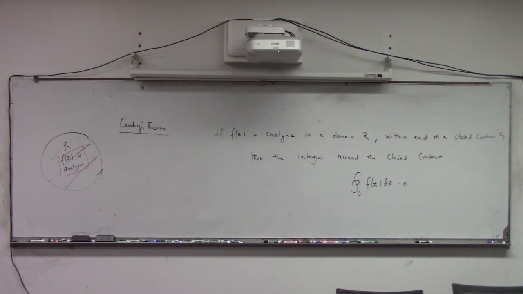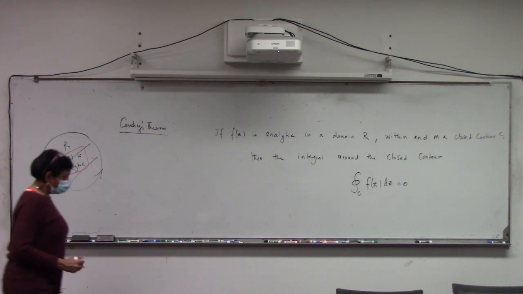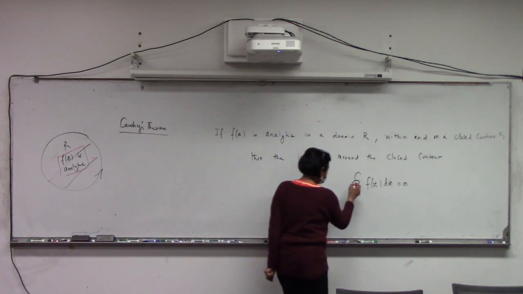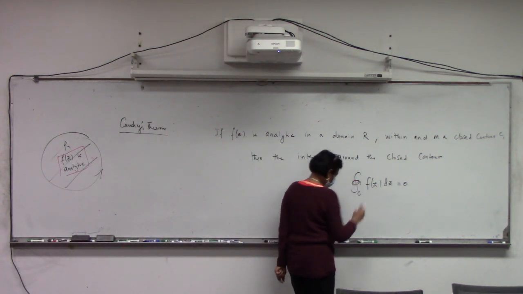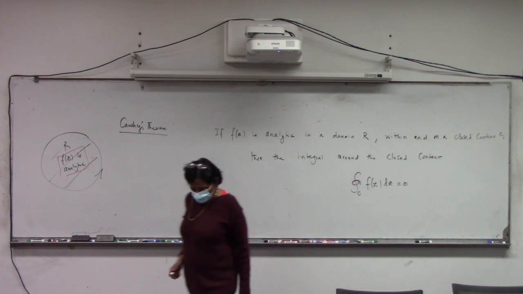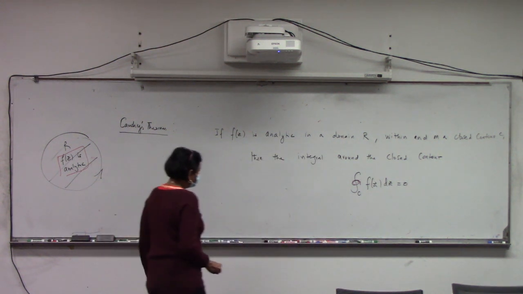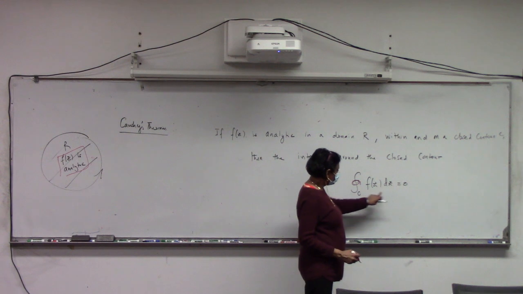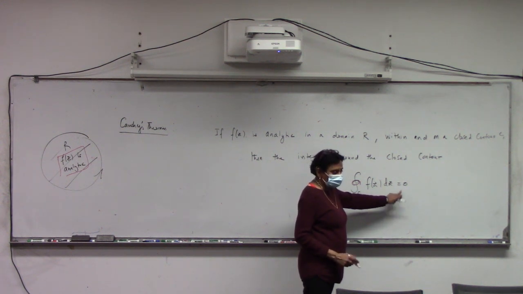Then, and there are no singularities in this domain. So f of z is not blowing up anywhere. It doesn't have a branch point. It doesn't have a singularity. Then, closed. This loop means we are doing a closed path. So the contour integral of an analytic function, of a complex analytic function, must be 0.